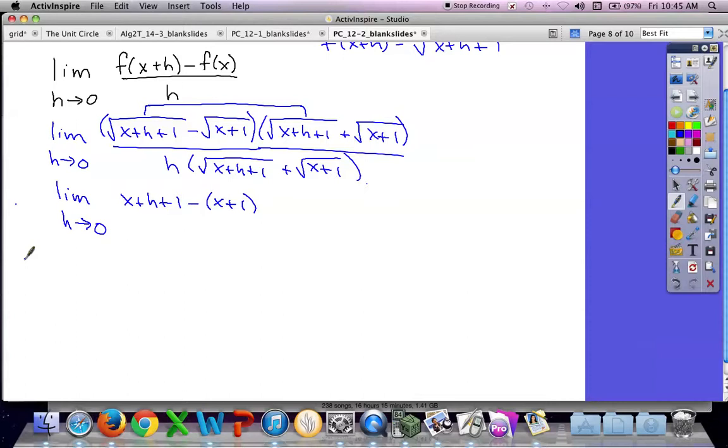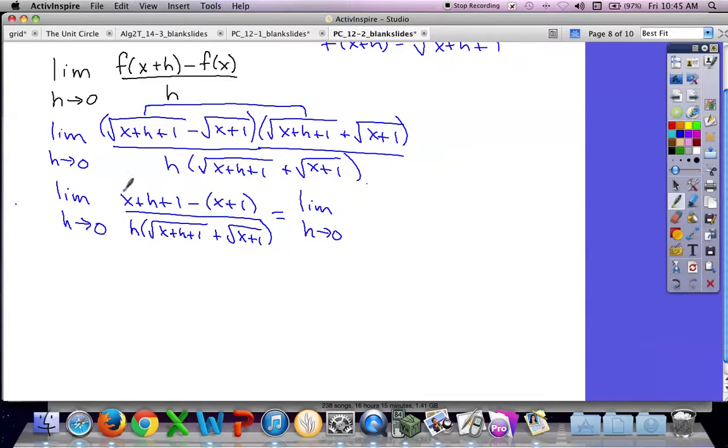And either put it in parentheses to make clear you're subtracting that whole thing, or make sure you do minus x minus 1, or else it's not going to work. Right? And in the denominator, I still got h times the square root of x plus h plus 1 plus the square root of x plus 1.